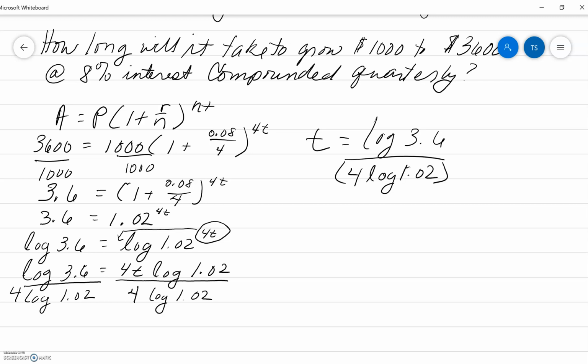I hope you noticed I put parentheses around that denominator because that's what you need to do in your calculator. If you don't, then your calculator will take the log of 3.6, divide it by 4, and then multiply it by the log of 1.02, which will not be correct. So make sure you use those parentheses. t is going to equal 16.2 years.